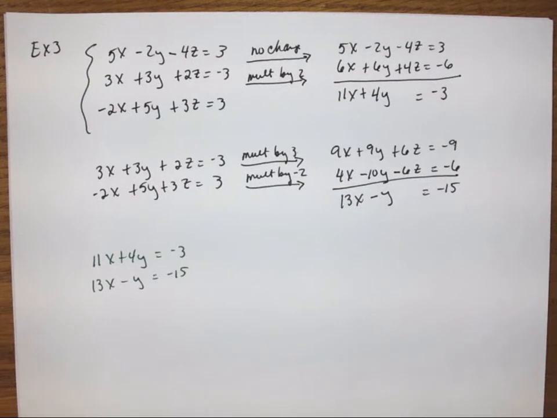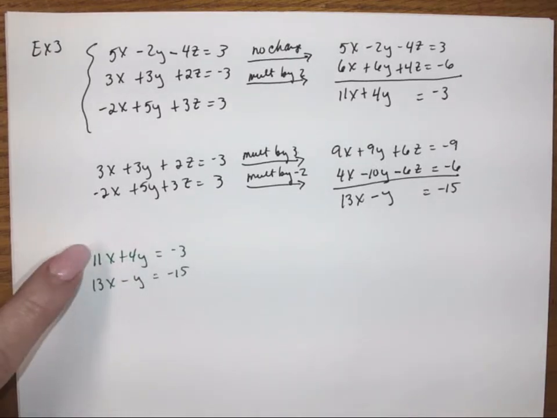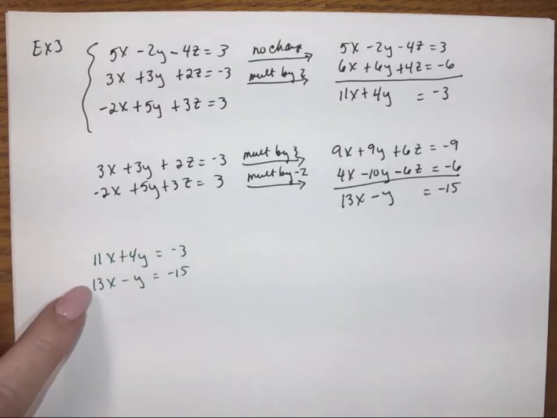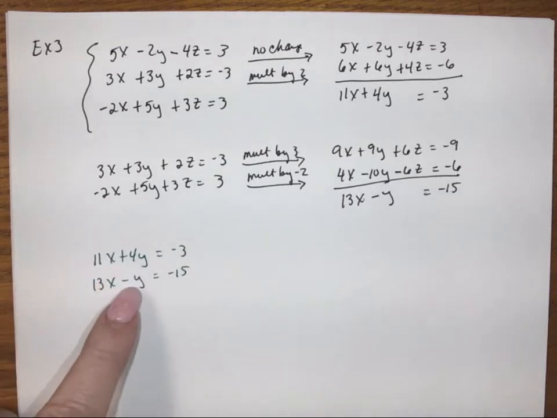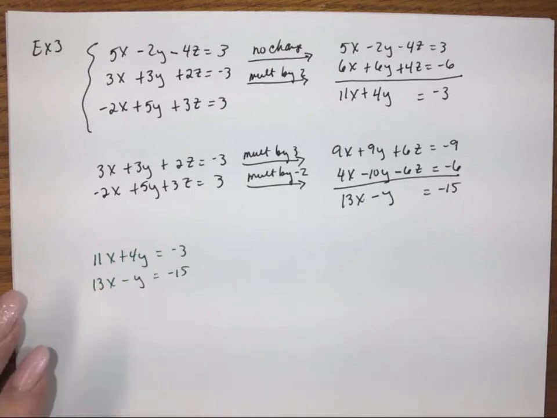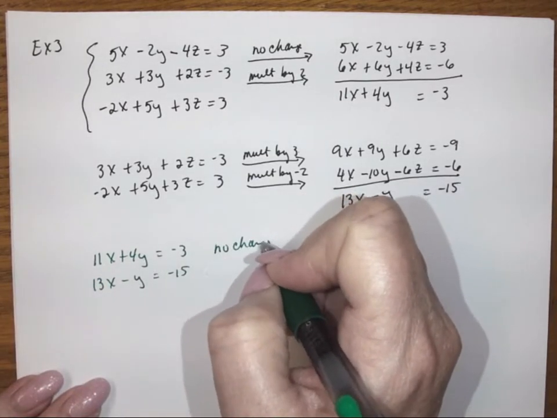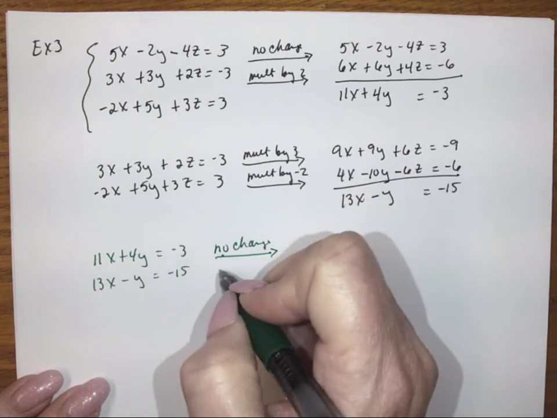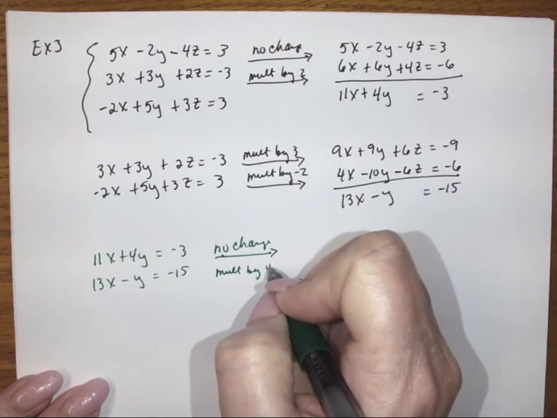So again, I need to choose a variable that I want to cancel. I'm going to choose y, because if I do x's, I've got to multiply by 13 and I have to multiply by 11. But on the y's, I just need to multiply this one by 4, and I'll get negative 4y, which will cancel my y's. So the first one will be no change. And the second one, I will multiply by 4.